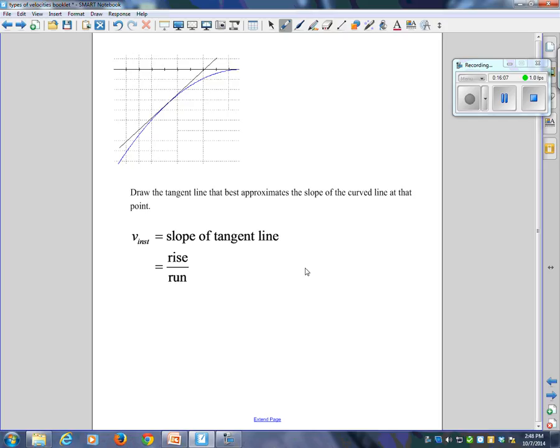So, draw the tangent line that best approximates the slope of the curved line at that point. What you do is you actually take out your ruler. I don't have one of those. You put it on the curve and you approximate the slope of the curve as best you can.